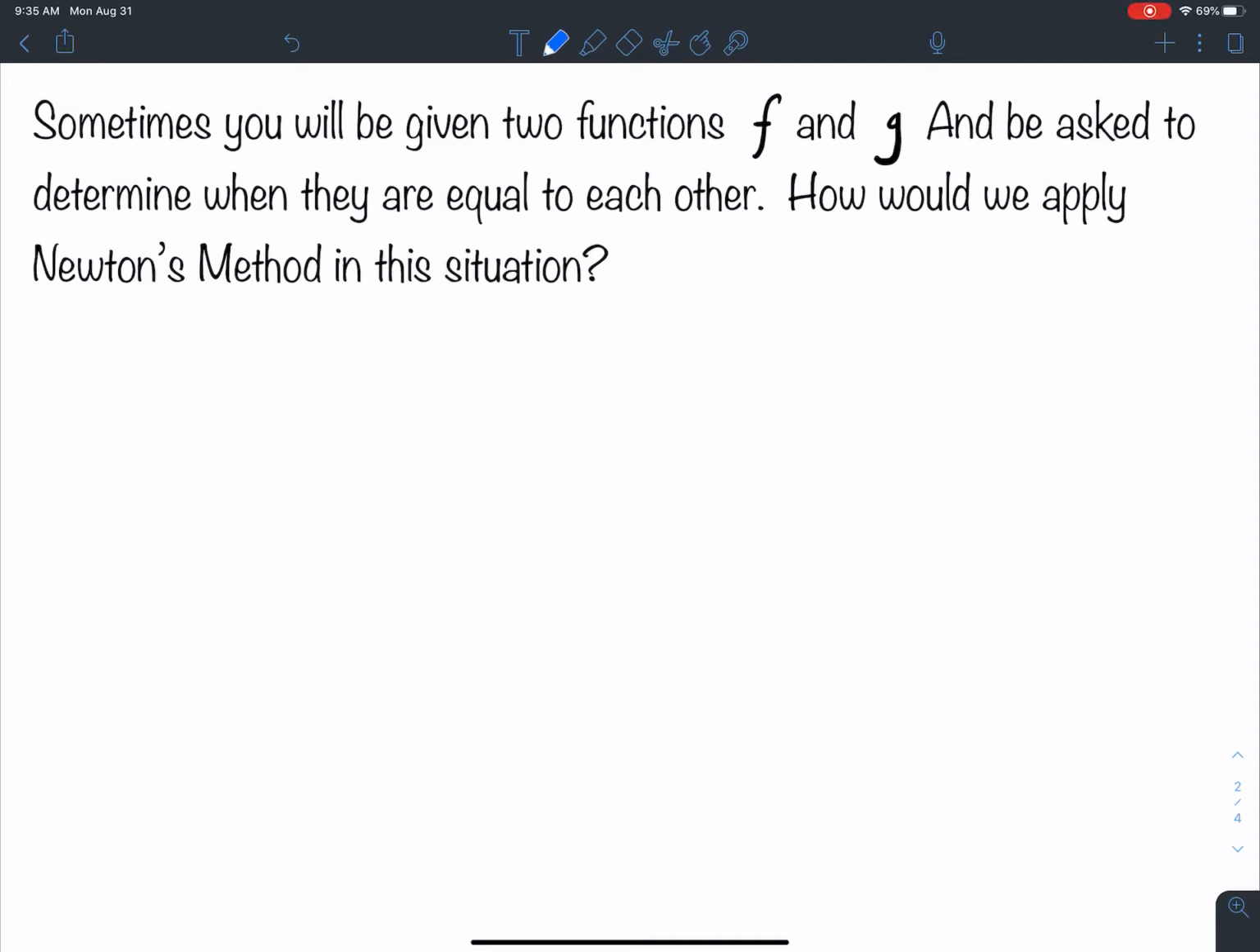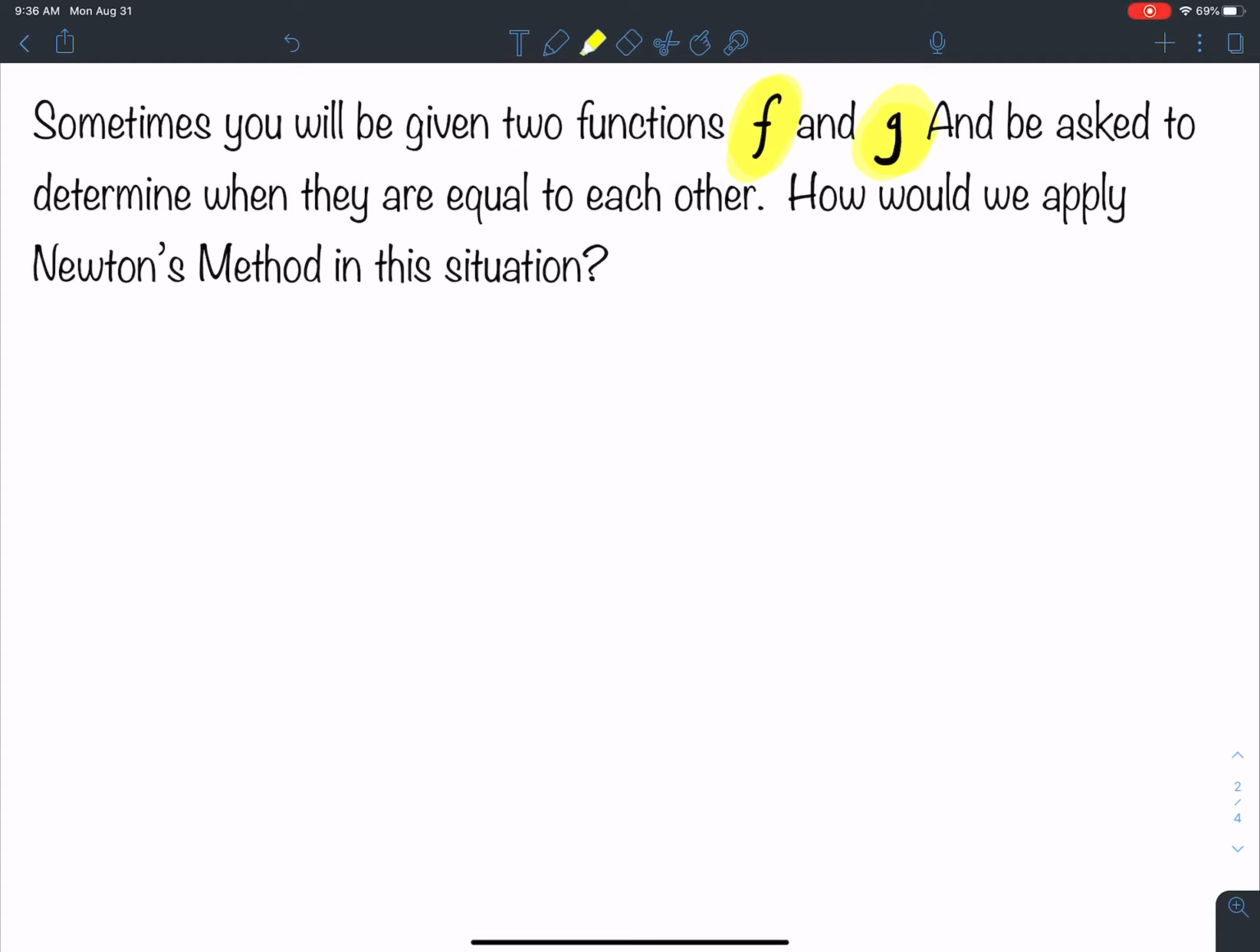Sometimes you will be given two functions, f and g, and you might be asked to determine where these functions are equal to each other. So maybe you're at a company and they've got a revenue function and a cost function, and they want to know that break-even point. Where does the revenue equal the cost function?